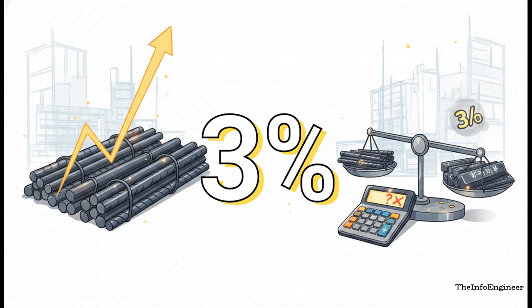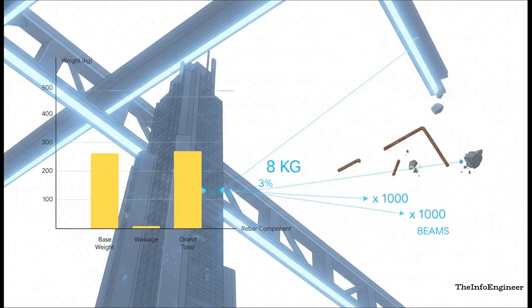That accepted standard across the industry is usually 3%. But hey, 3% is a whole lot of steel if your base numbers are wrong to begin with. For a single detailed beam, our precise calculations gave us a base weight of 263.09 kilograms. Adding that standard 3% wastage factor adds almost 8 kilograms to the grand total, bringing it up to nearly 271 kilograms. And remember, that is for one single beam.